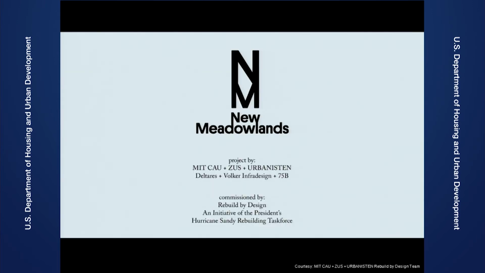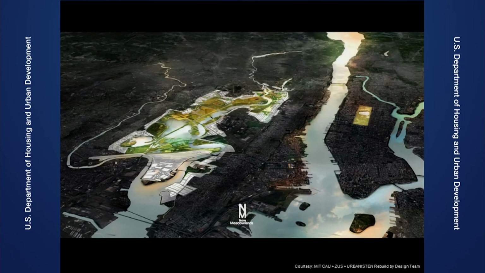So next, we're going to look at the proposal for the Meadowlands region in New Jersey. The Meadowlands has a long history of striving to find the right balance among cultural, natural, and economic forces. And its position within the New York, New Jersey metropolitan area ensures that it'll always play a critical role as part of the region. And through a strategy focused on protection, connection, and growth, the MIT Zeus Urbanistan team envisioned what they thought of as a new Meadowlands.